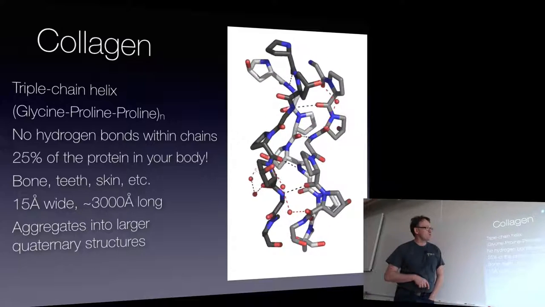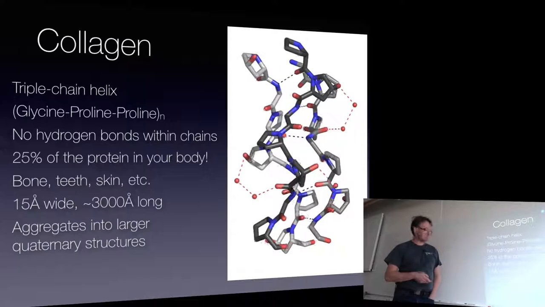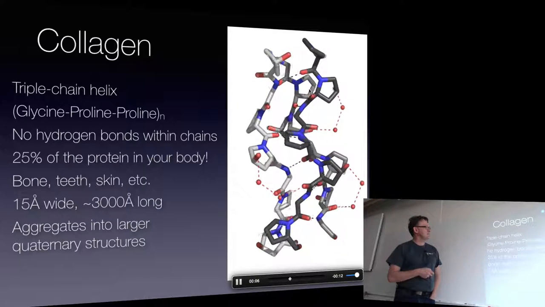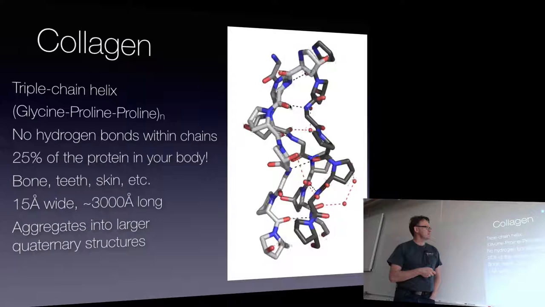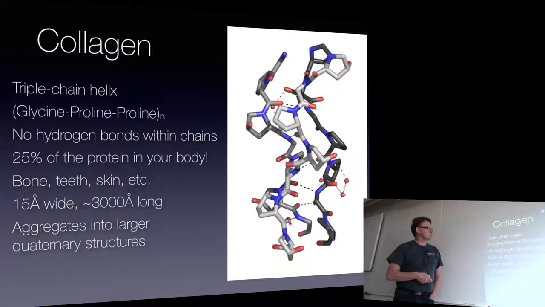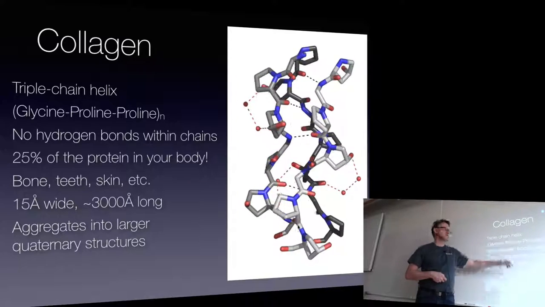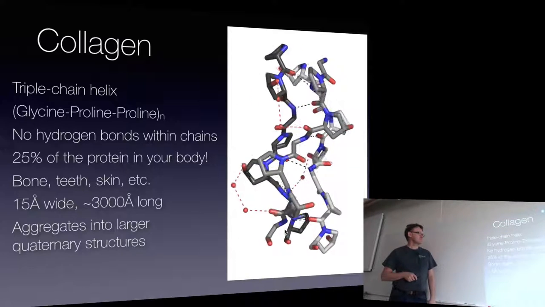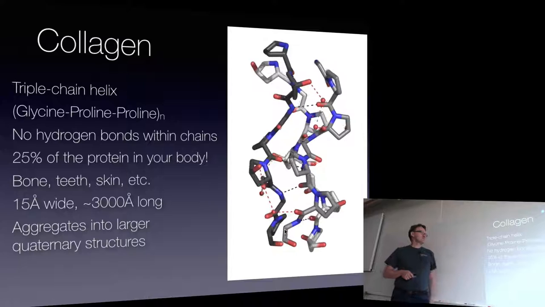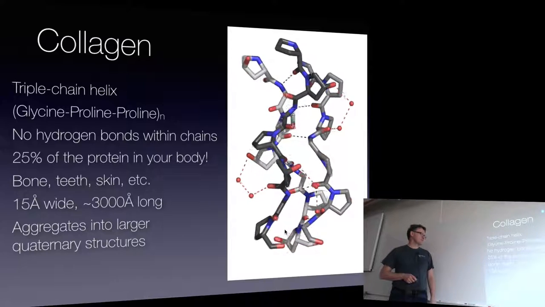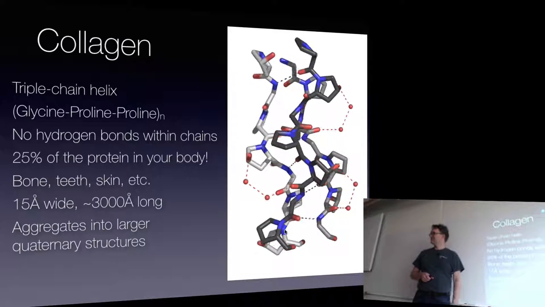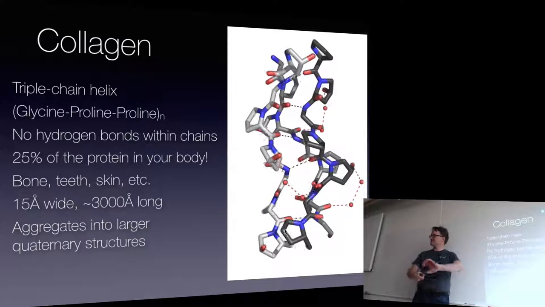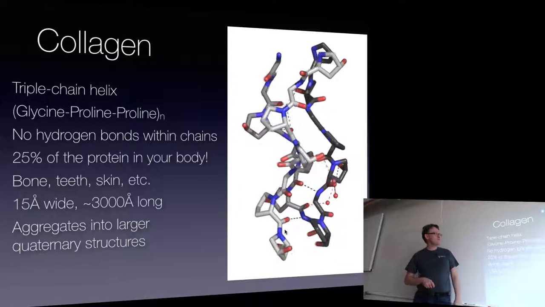But because of these prolines, the backbone here can hydrogen bond to other backbones in the two other chains, right? But for this to work, you're going to need to express proteins where 2/3 is proline. It's pretty much polyproline. This is roughly 1/4 of all the protein in your body. Bone, teeth. It's hard. It creates a very rigid structure, you probably know that already.